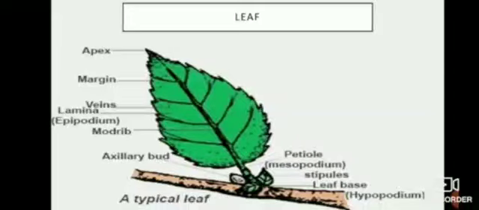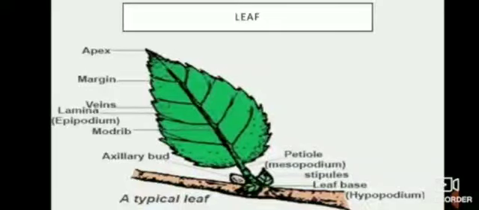Now you can see here a leaf is arising from a stem at its node. There is also a bud at its node which is called as axillary bud. In the last session we discussed about it. Now the flat portion of the leaf is called as leaf lamina or leaf blade, and the tip of the leaf is called as its apex, and the sides are called as margin of the leaf.